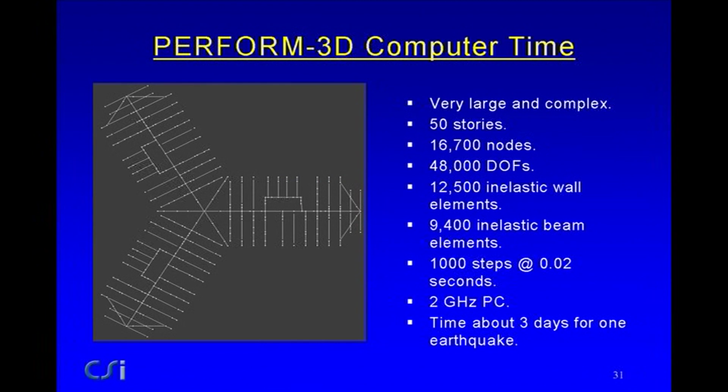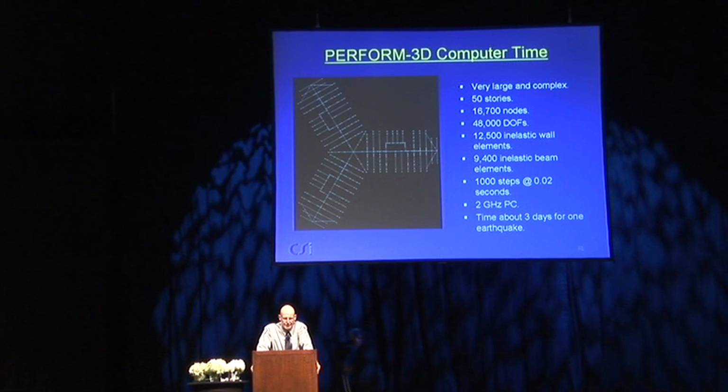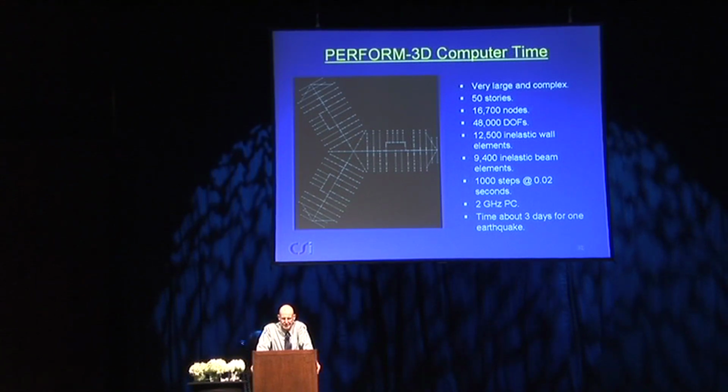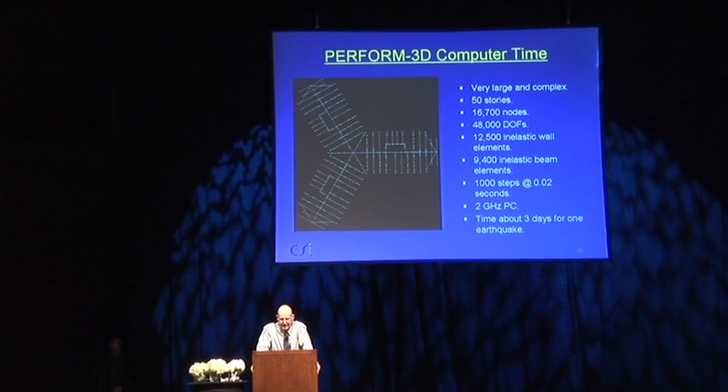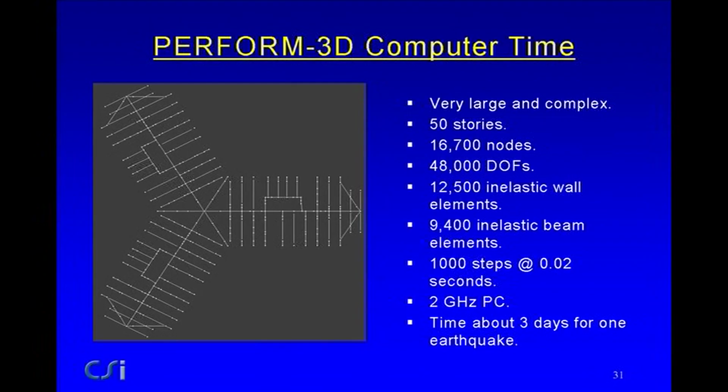This is a plan view. It's a shear wall building, and every one of those lines is a shear wall, and it's 50 stories tall, so this is really quite a monster. There are coupled shear walls with openings all over the place. Got 50 stories, got 17,000 nodes, 48,000 degrees of freedom, 12,500 inelastic wall elements, and so on. It takes about 3 days for one earthquake.